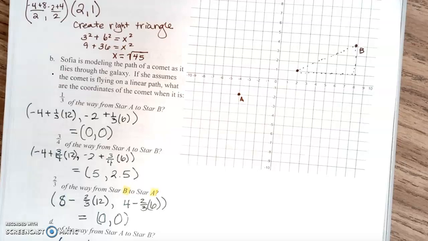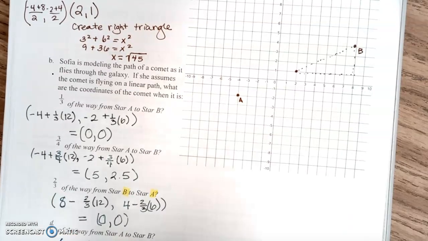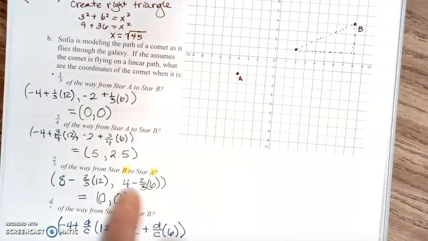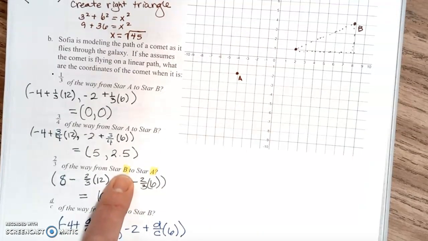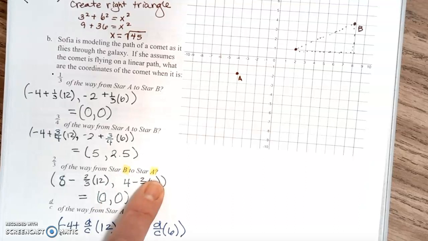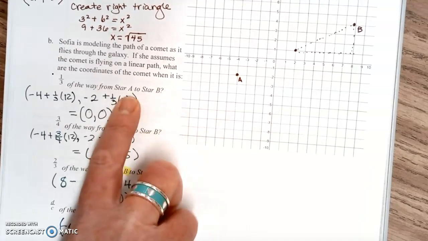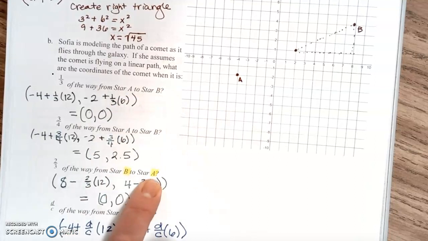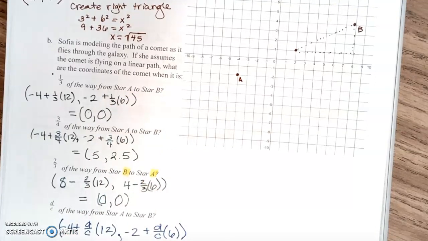And then the next one wants to know what if it's 2/3 of the way, but this time it's switching directions. It wants us to go from star B to star A. Both of these were from A to B, A to B. Now it's switching from B to A. So instead of starting at negative 4, now we're going to start at 8. Okay? We're still going to take 2/3 of 12, which is 8. So 8 minus 8 is 0. We're going to take 2/3 of 6, which is 4, and then 4 minus 4 is 0.